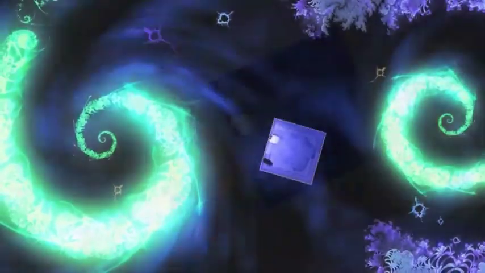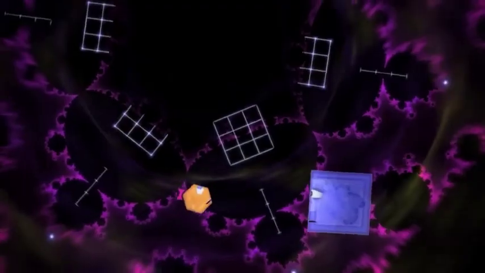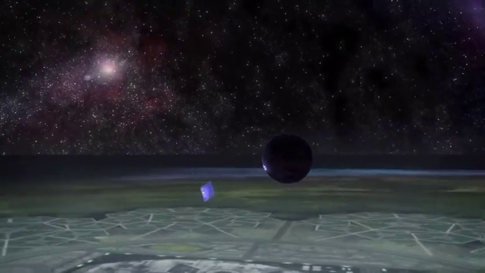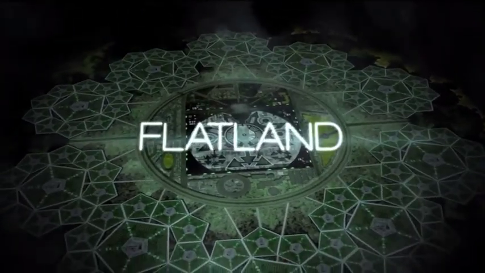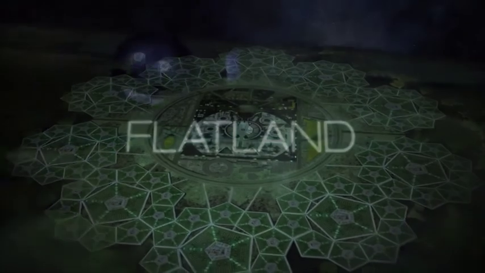What exactly is a dimension? Mathematics, reason, and imagination will help reveal the truth. Flatland, the movie. The third dimension is real.